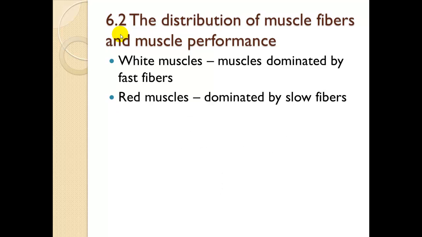So, the distribution of muscle fibers and muscle performance. We have two types of muscles: white muscles and red muscles. White muscles are dominated by fast fibers, and these don't have much blood supply. They don't have the myoglobin in them, so they're kind of whitish in appearance. And then we have red muscles, and these are dominated by slow fibers, have a better blood supply, and are pretty much able to supply themselves with myoglobin, which gives them an oxygen reserve, and thereby makes them pinker or redder in appearance.